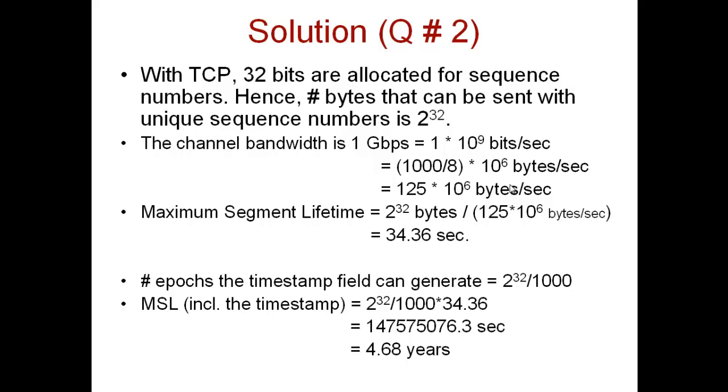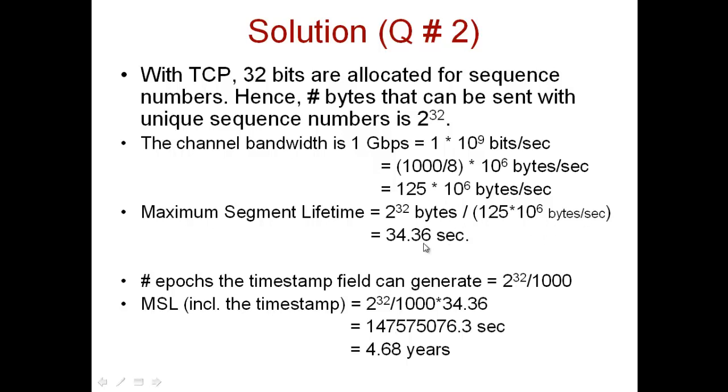And so I have to now find how long it takes to send 2 to the 32 bytes, because that's what is allowed by a sequence number. It's a 32-bit sequence number field in the TCP header. So you can send 125 times 10 to the 6 bytes in 1 second. So how long does it take to send 2 to the 32 bytes? That's going to be 2 to the 32 divided by 125 times 10 to the 6 bytes per second.